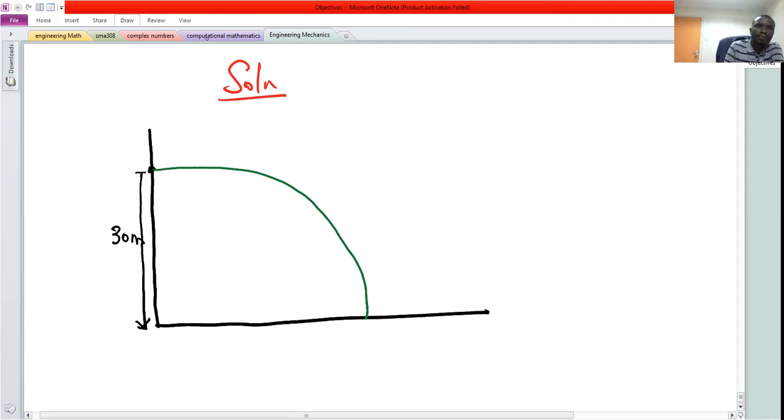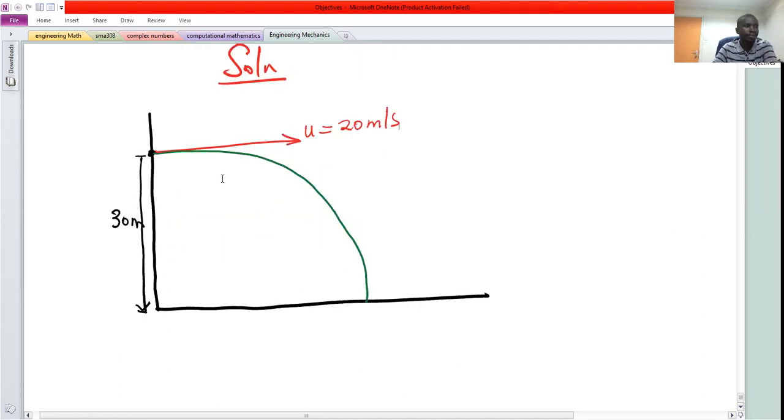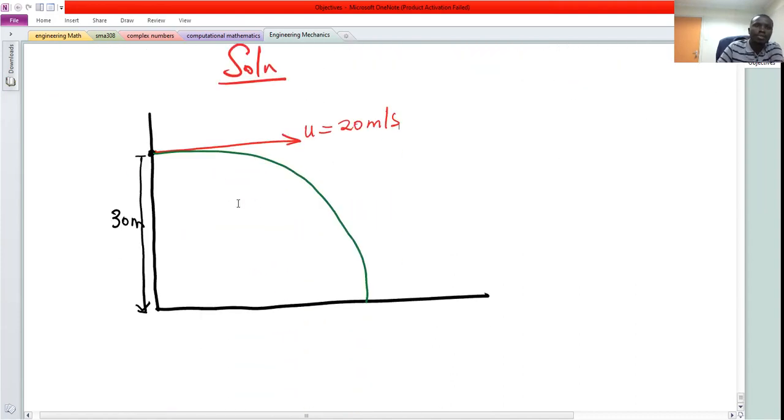And we have been told that at this point, the horizontal velocity is 20 meters per second. So that's what we have. If we call this point O, and call this point A, then we should be in a position to reduce the problem into solvable form.